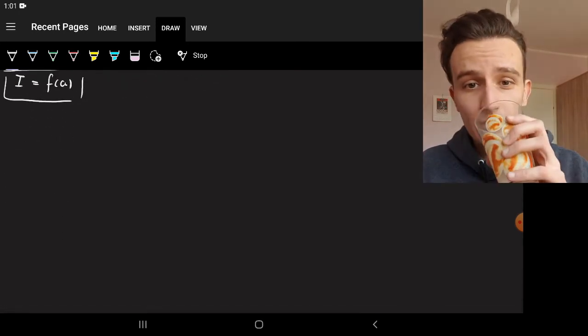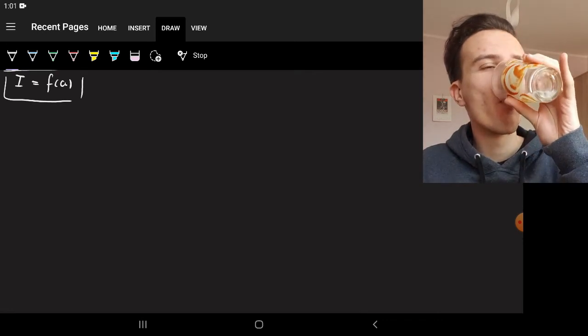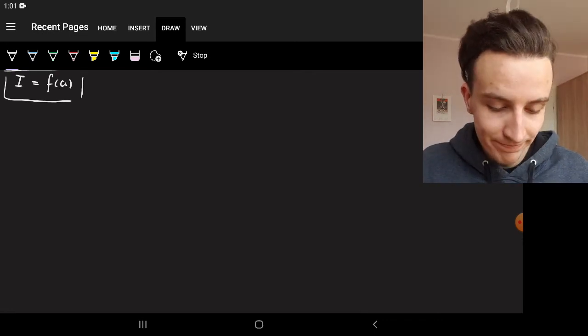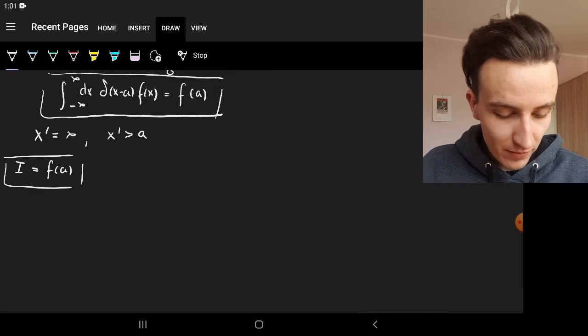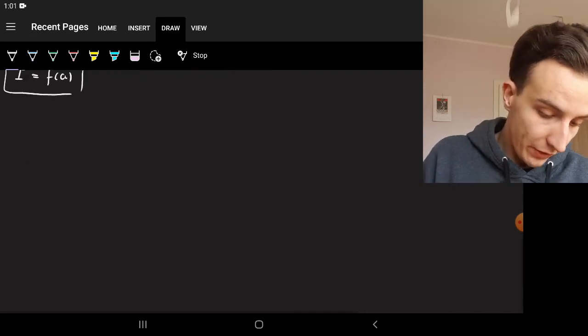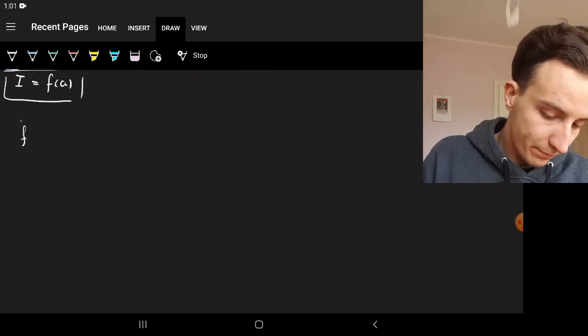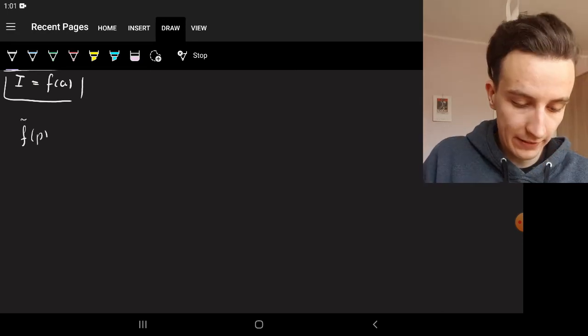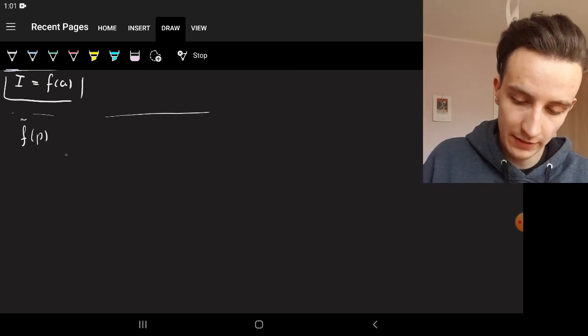Just have a sip of water first. Refreshing. Okay, so we define the Fourier transform of a function f of x. That looks ugly.